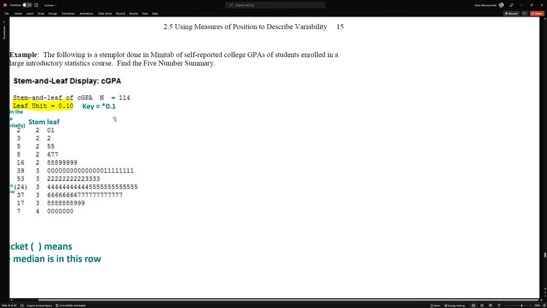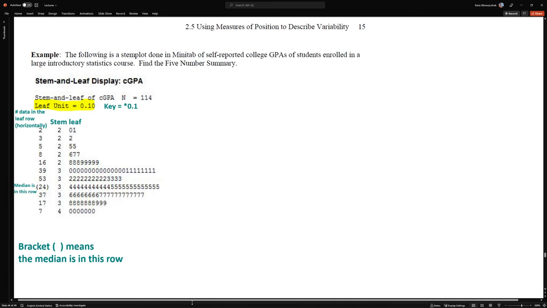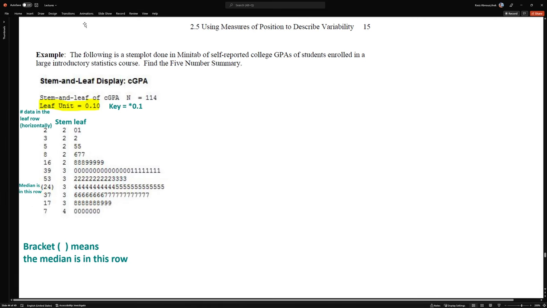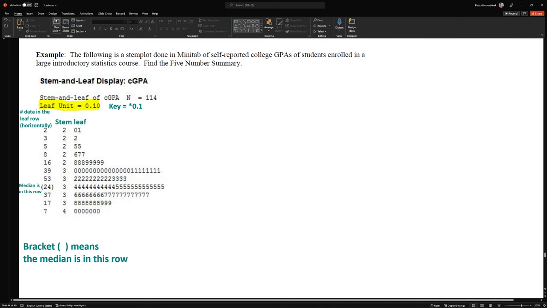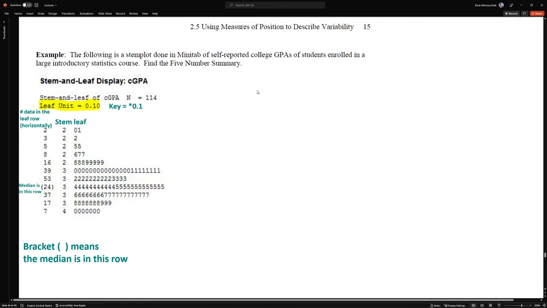And this is the final example, which is a stem and leaf plot. The following is a stem plot done in Minitab of self-reported college GPA of students enrolled in a large introductory statistics course. So we have 114 total GPAs. This is the sample size.